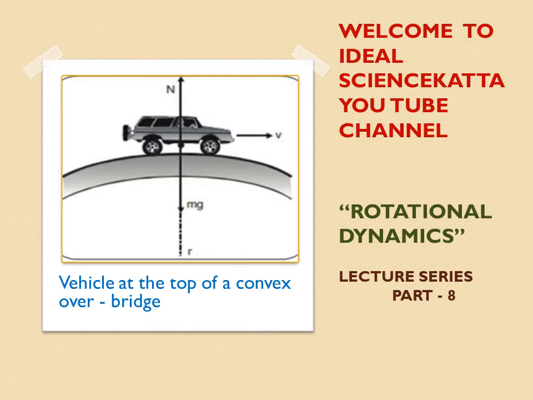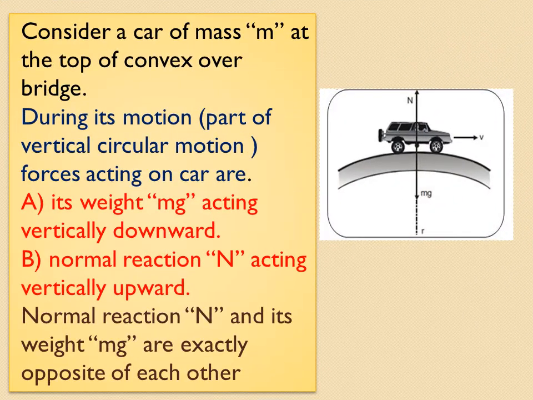Today we are going to start a new point, that is vehicle at the top of a convex over bridge. So let's get started. Consider a car of mass m at the top of a convex over bridge.